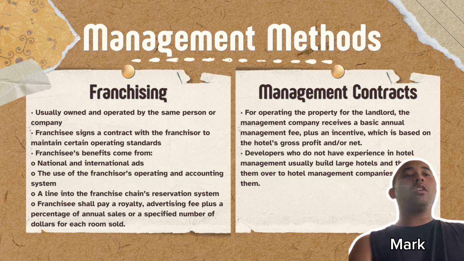Number two is chain accommodation operation. Chain accommodations are properties owned and operated by a single company or brand, known as a hotel chain. This chain may operate under various business models including franchise, management contracts, or direct ownership. And number three is referral group.